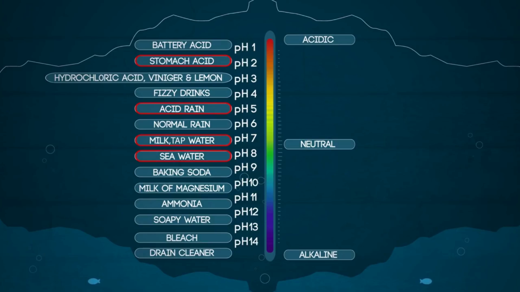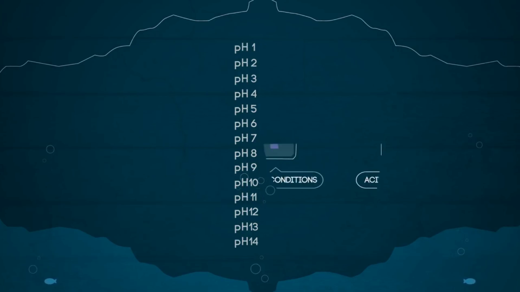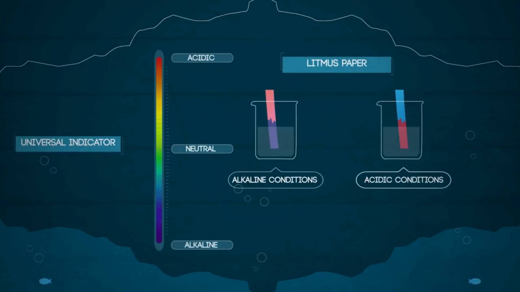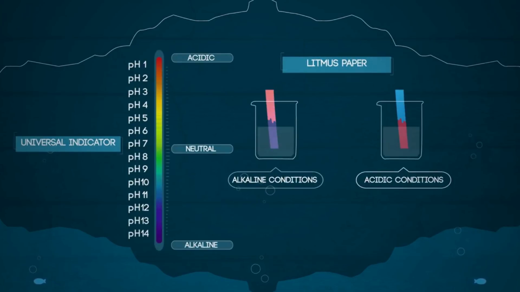Seawater is slightly alkaline. Soapy water is a strong alkaline. And bleach is a really strong alkaline with a pH of 13. Universal indicator is so called due to its ability to indicate the entire pH spectrum. There are other indicators that can be used that have other color changes, but these two are the ones you need to know.